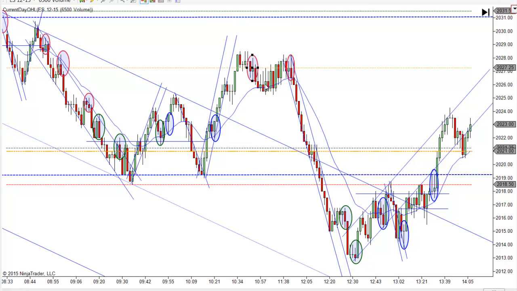And then it just kind of goes sideways. So you just kind of sit this out. I wouldn't do anything until you get a trap. And then notice what happens. There's a line right across there. That's your resistance. Notice how we're bouncing off that line and everything's closing below it.